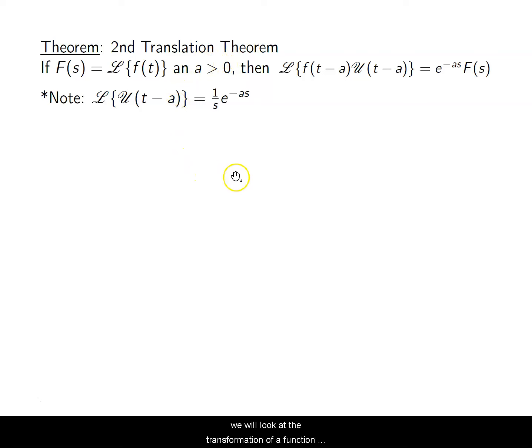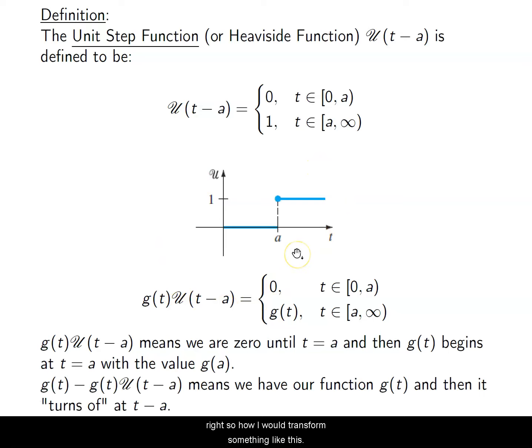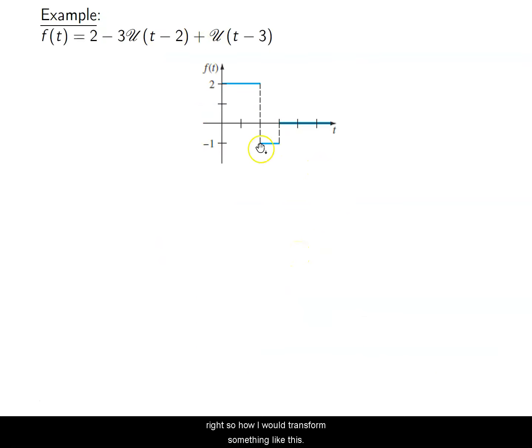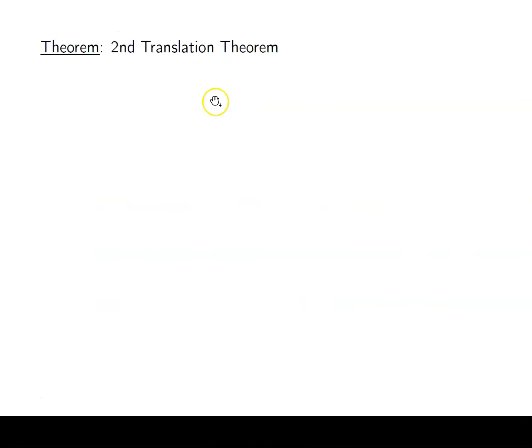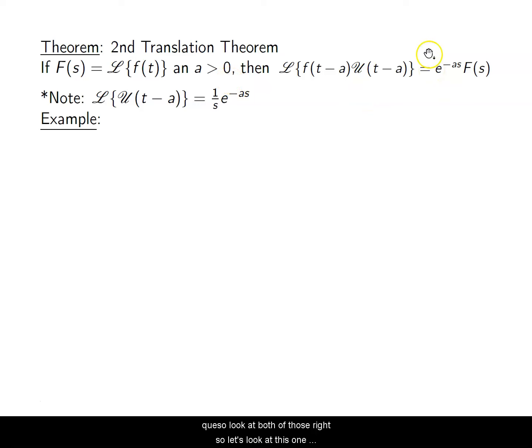In a second, we will look at the transformation of a function that looks more like this: a standard function times a Heaviside function, how we introduced this Heaviside, right? So how I would transform something like this. But the most useful is generally this transformation. Okay, so we'll look at both of those, right? So let's look at this one first.